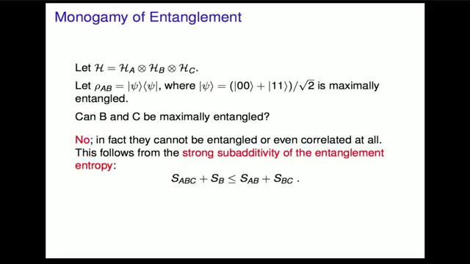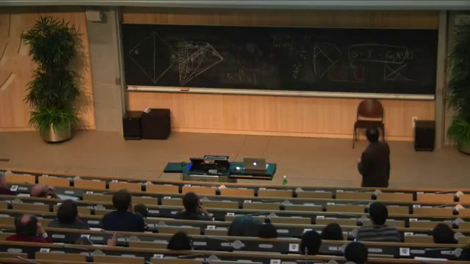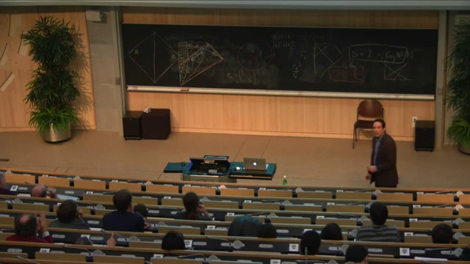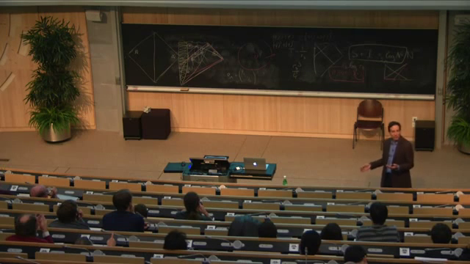You can see this. If I wanted AB to be in this state, then the von Neumann entropy of AB is 0, because AB is in a pure state. If I also want BC to be in that state, then the von Neumann entropy of BC is 0, so the right-hand side is 0. But just look at S_B, which I can compute from this state by tracing over A. S_B is going to be log 2. So I have a manifest contradiction.